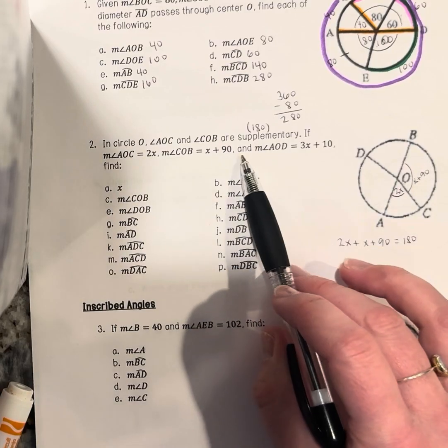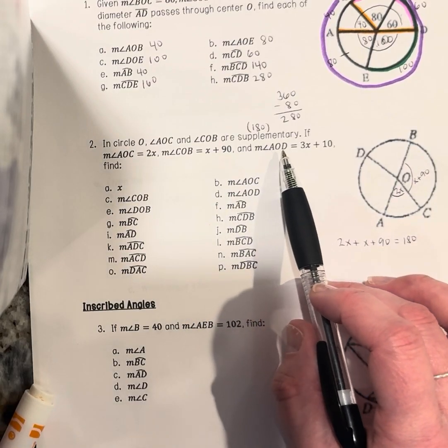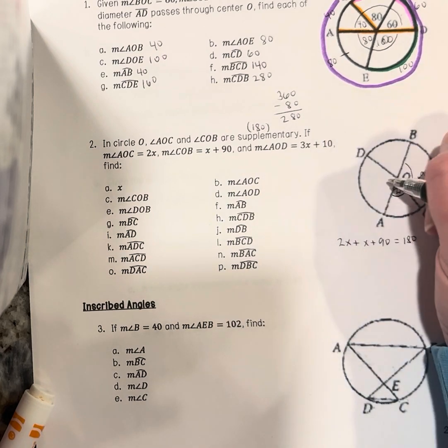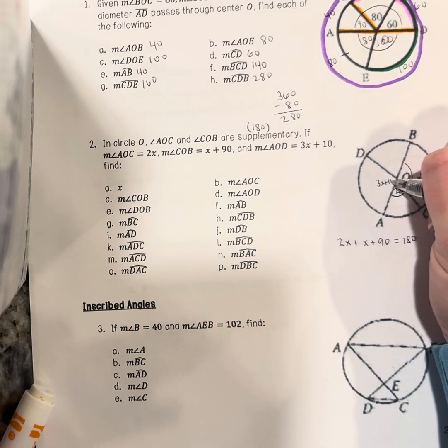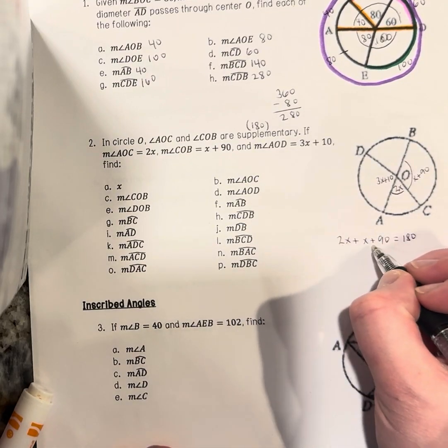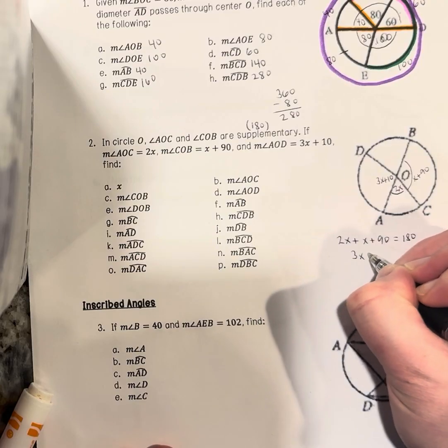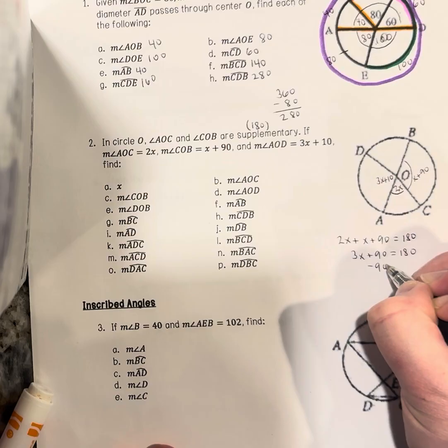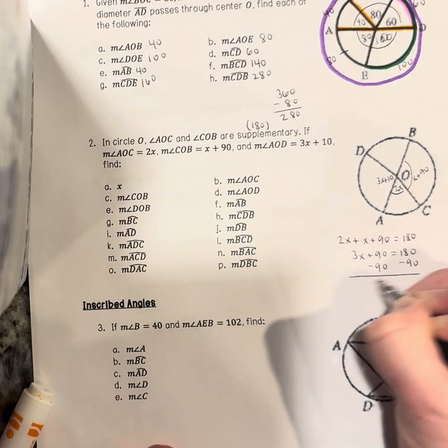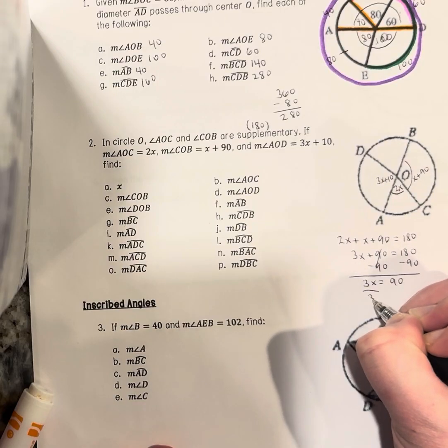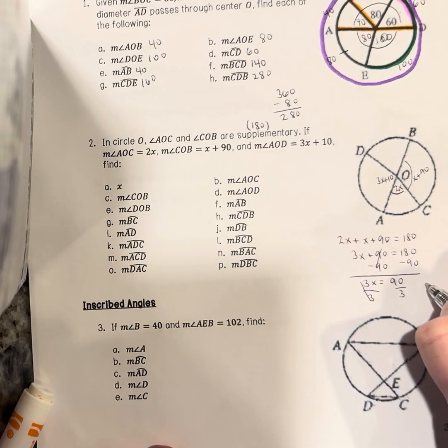But before I actually solve, let's read the rest so we don't forget. Angle AOD is 3x plus 10. I guess we'll use that later. So let's solve this equation. Combine like terms, 2x and x. So 3x plus 90 is 180. And then we'll solve. So minus 90 minus 90. 3x equals 90. Divide by 3. So x is 30.